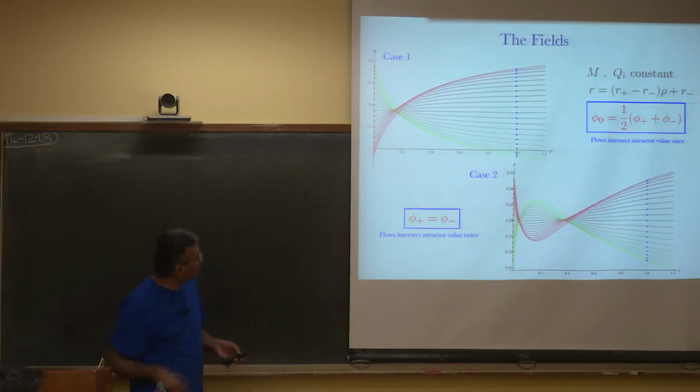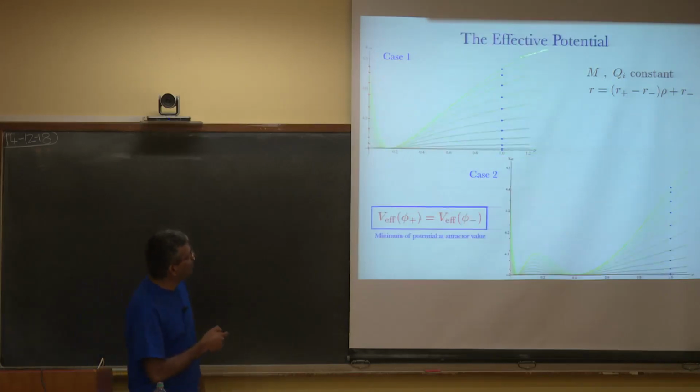So the value of the scalar field of the extremal black hole in this case is the average of the values of the two horizons. So the extremal black hole value is the thing in the middle. And in this family of solutions we looked at, if you consider case 3, for example, the flow will intersect the attractor value 3 times and so on. So there are a bunch of different possibilities that could happen.